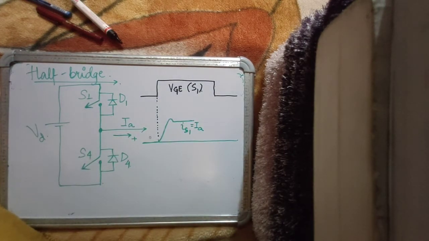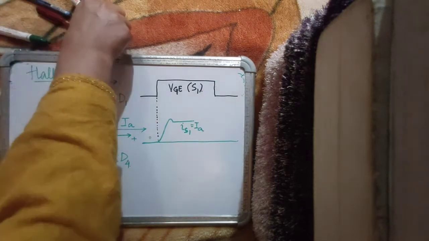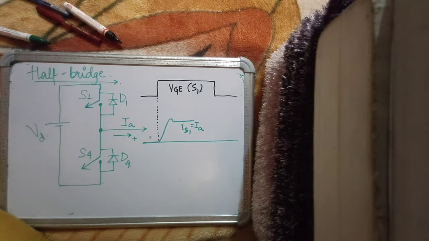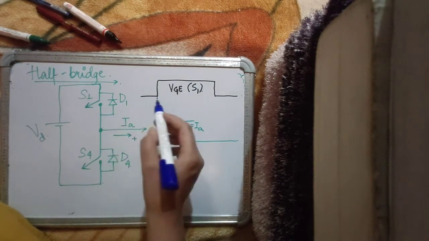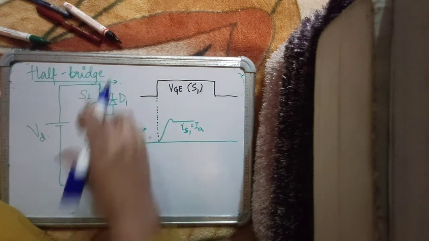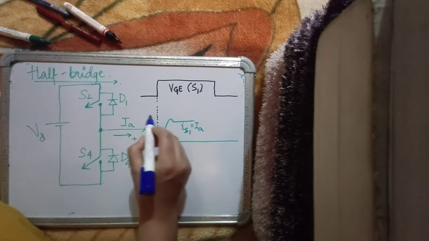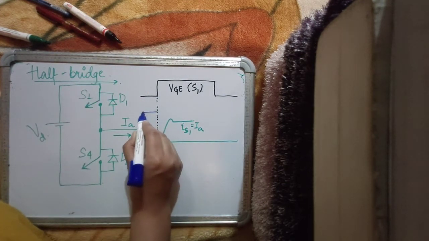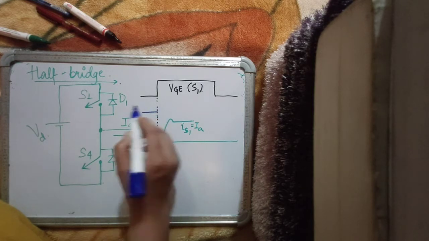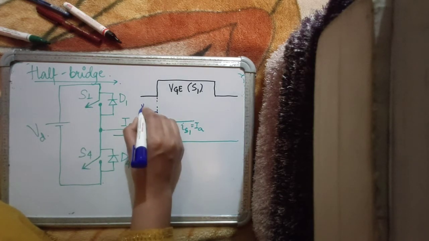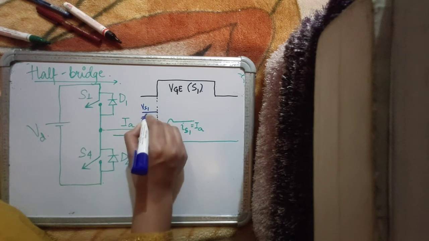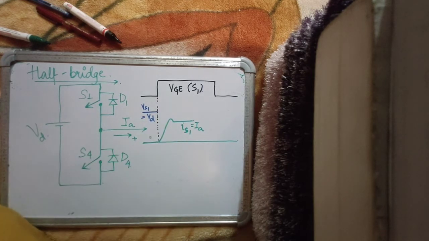Let's talk about the voltage across the device S1. Before S1 was on, the voltage across S1, we can call it VS1, was simply the whole DC voltage, because D4 was conducting, so the whole DC voltage was appearing over here. So before S1 was conducting, the voltage across it was VD. So VS1 was equal to VD, right?